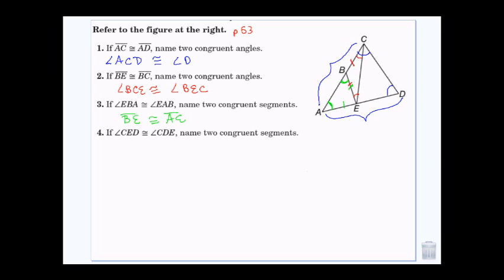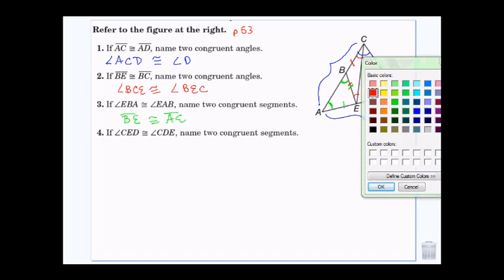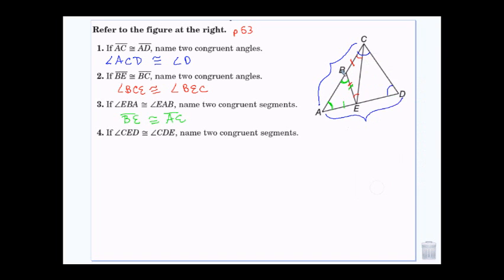And then finally, I need a new color. What do you think, pink? All right. Angle CED is congruent to angle CDE, which makes which two sides congruent? Yep.